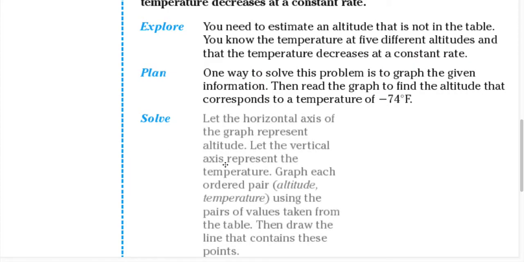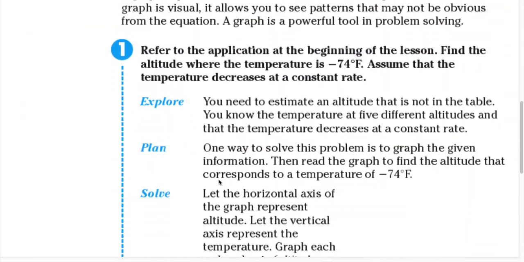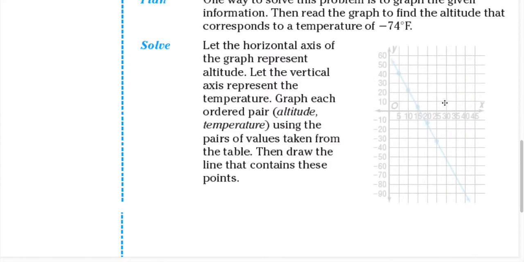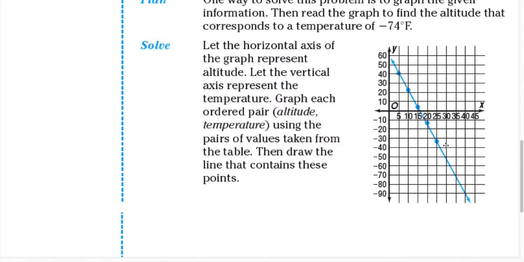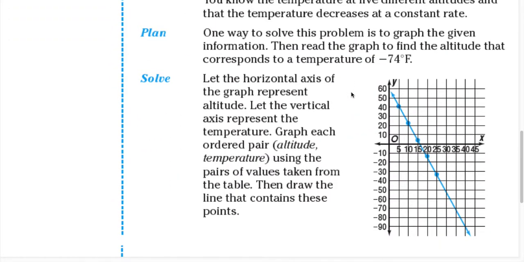So we make a graph. Let the horizontal axis of the graph represent the altitude. Let the vertical axis represent the temperature. Graph each ordered pair from the table, using the pairs of values taken from the table. Then draw the line that contains these points, and that is your graph. After we graph these points and connect them with a straight line, that's what you get.